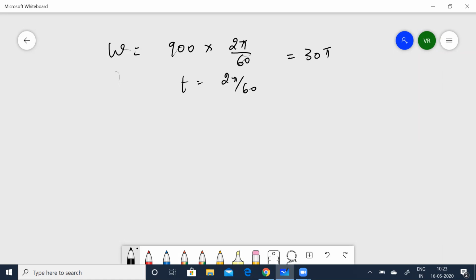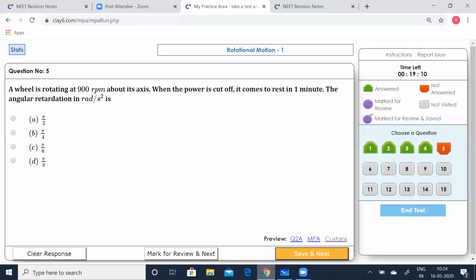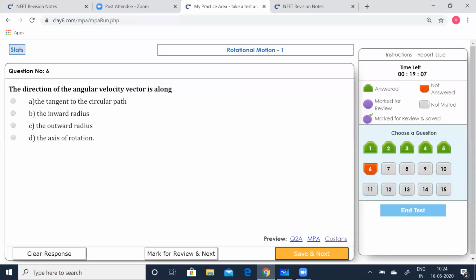Now, alpha is equal to, we can use the formula a is equal to v minus u by t. So v is now given as 30 pi. V in this case is going to be omega and the initial velocity is 0. Put it as 0 by time 60. I'm using the formula alpha is equal to omega minus omega 0 by t. That works out to be pi by 2. So alpha is equal to pi by 2. Let's see which option is correct. Pi by 2, option A is correct. Click that. Go to the next.